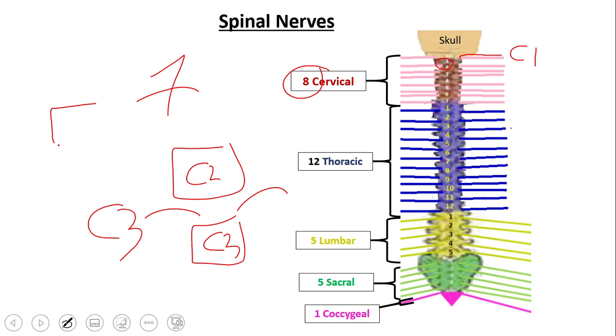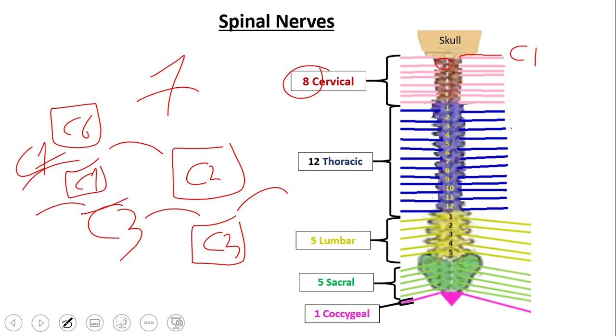How about the one in between C6 and C7 vertebrae? It takes the number of the vertebra below, so this is C7 nerve. How about the nerve in between C7 and thoracic 1? Remember, we have only 7 cervical vertebrae. So after the 7th cervical vertebra, we have the first thoracic. The nerve in between is C8 spinal nerve.